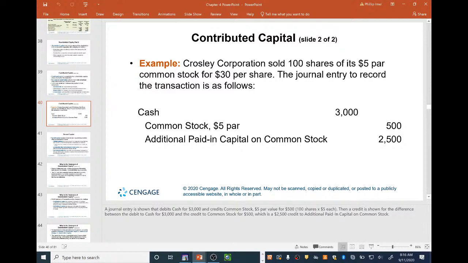So receive the cash, debit it, credit common stock for par, credit additional paid-in capital for anything in excess of par. Pretty simple.